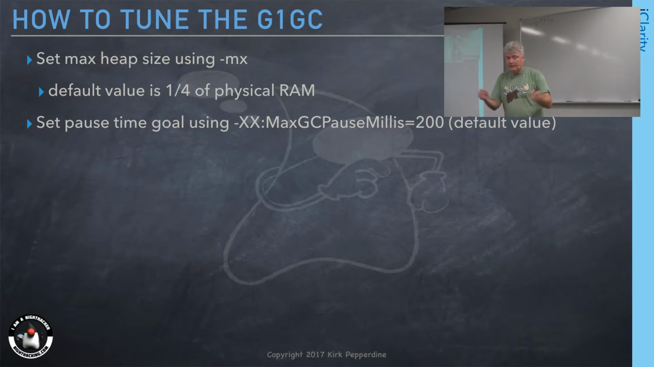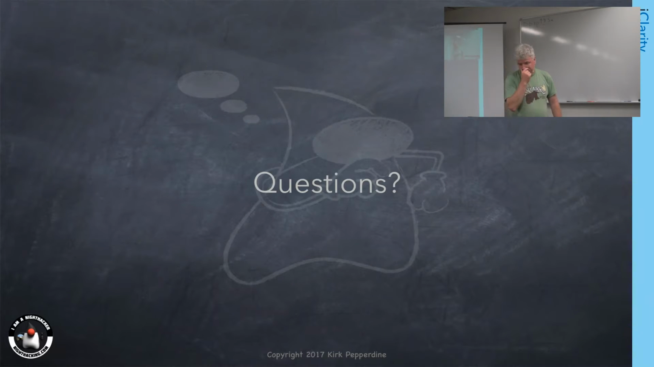And then you set a pause time goal, right? This is basically the longest pause time you can tolerate. And in this case, the default is 200 milliseconds. And we're done, yes? That's it. That's all you have to do. That's all you have to know about G1 GC to tune it. Any questions? No questions? You can ask a question, yes.